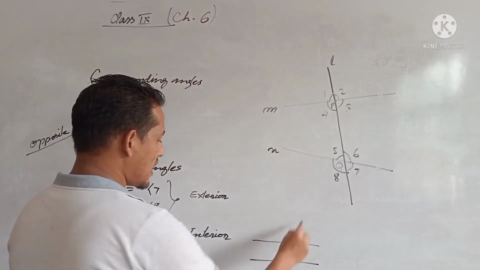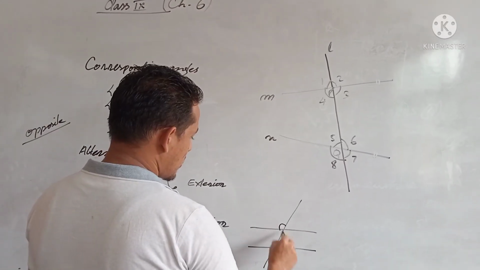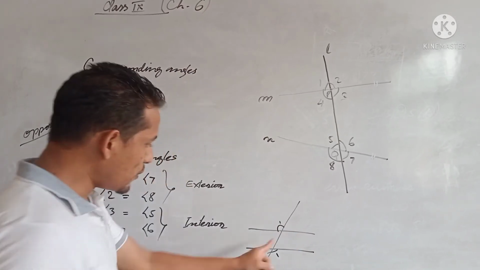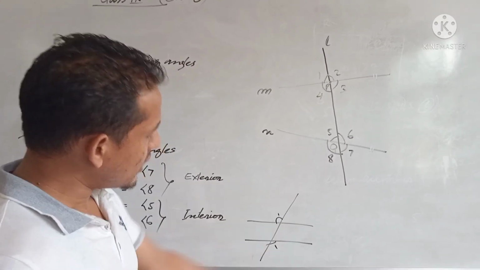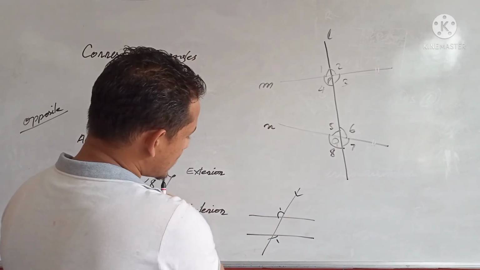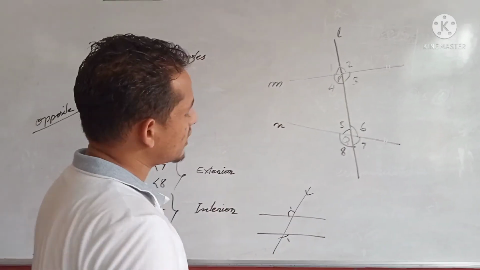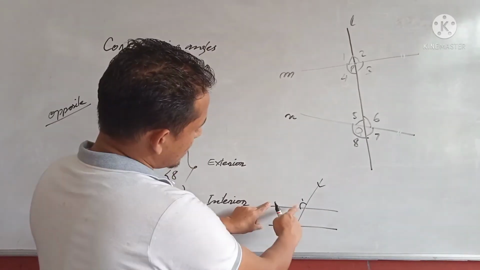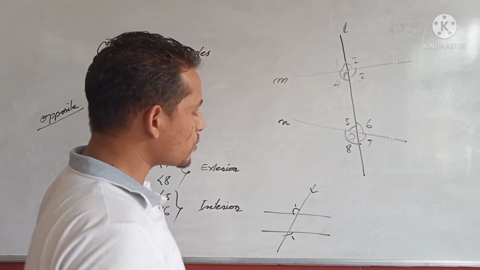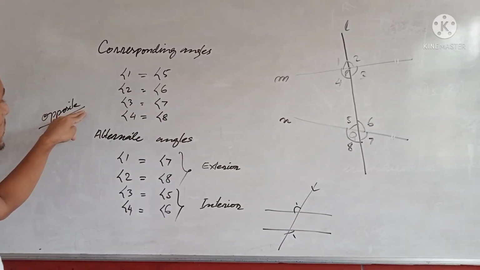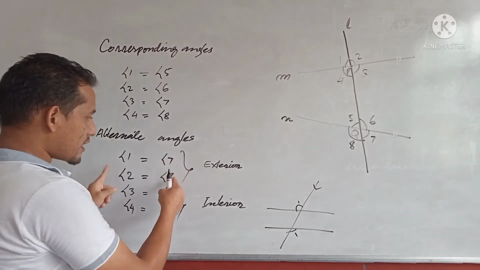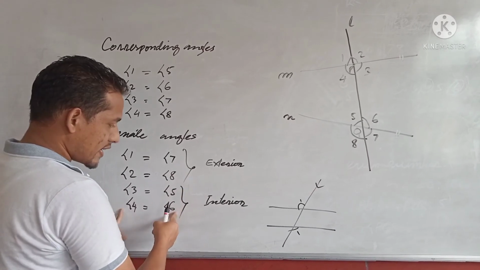These are two parallel lines. Angle 1 is here and angle 7 is here. Look at this angle, this angle and this transversal. From the transversal, one angle is on the left side, one angle is on the right side. And if you check the parallel lines, this is above the line and this is below the line. That is why they are on the opposite sides. So that is called alternate.